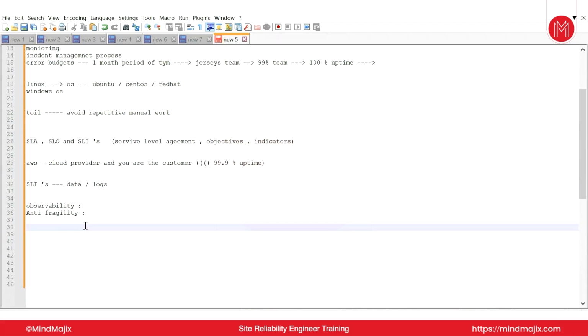You will be having the existing application. Let me be practical. You have your application, like you are an engineer of the Flipkart application. The first thing you need to do as an SRE is monitor the servers. You need to monitor the load balancers, you need to monitor the application, the entire Flipkart application.